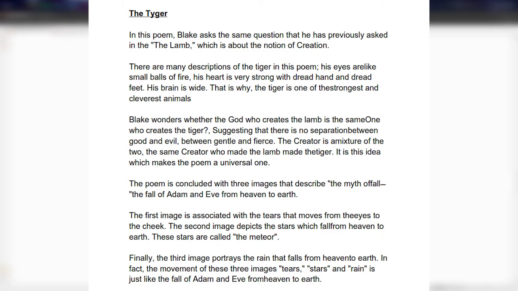All right, here it is. Blake wonders, the creator, Blake, the poet himself. He wonders whether the God who creates the lamb is the same who creates the tiger. What do you say to this sentence? Why is he wondering? Is it the same God? Can it be the same God who creates the lamb, creates the tiger?